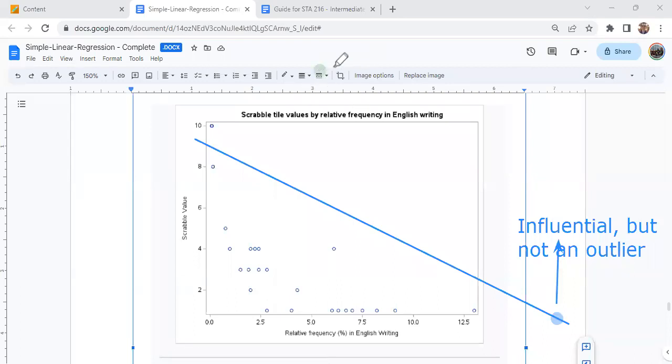Here, there's a point that's an outlier, but not influential because it's right smack dab in the middle of the data set. So it actually won't affect the slope of the regression line very much. Any questions about the difference between outliers and influential points? The idea's there. Okay.